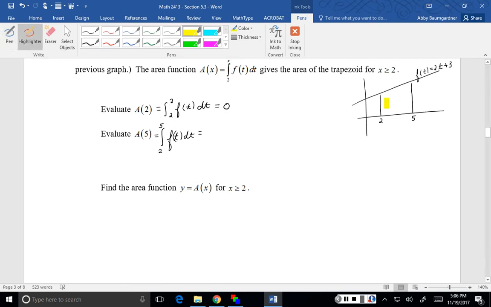Well, I know that this is a trapezoid, and I know how to find the area of a trapezoid. That is 1/2 little base plus big base times the height. The bases are always parallel to each other, by the way. Our little base is this guy right here, and I can find its length by taking 2 and plugging it into the function.